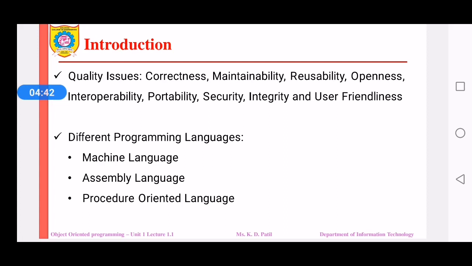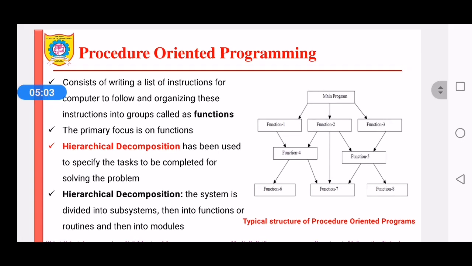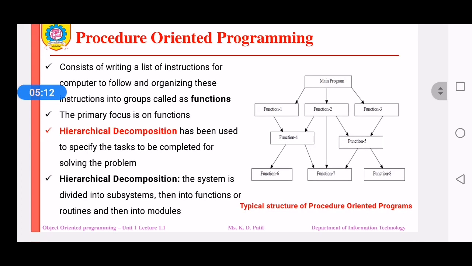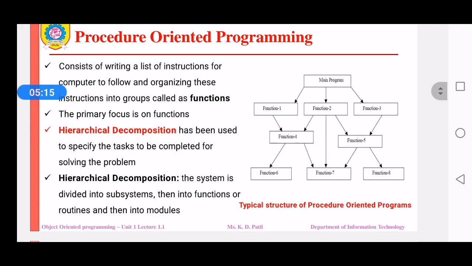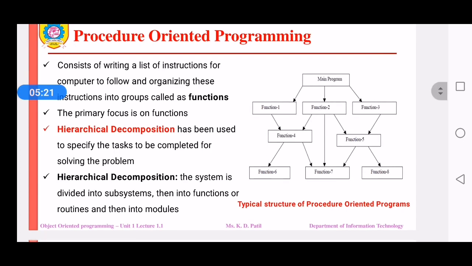Procedure-oriented programming languages consist of writing a list of instructions for the computer to follow, and organizing these instructions into groups called functions. If you observe the figure, the procedure-oriented languages focus more on functions. They use hierarchical decomposition to specify the task to be completed for solving the problems. Hierarchical decomposition is the method where the system is divided into subsystems, and then the subsystems are divided into functions or subroutines, and then those functions are divided into modules to complete the task.